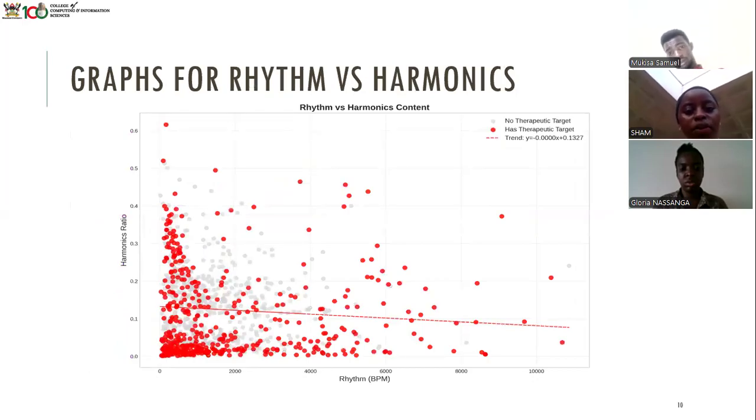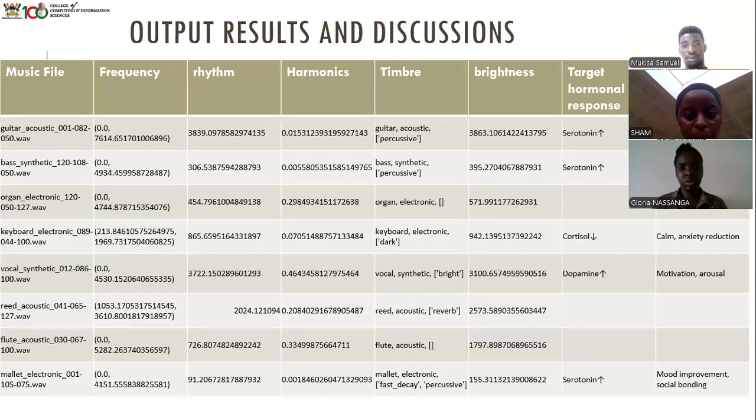This graph shows the variations between rhythm and harmonics. This table shows the output results and discussions, in that we look at the music file, the frequency, rhythm, harmonics, timbre, brightness, like the results we got from the feature extractions. Next graph.